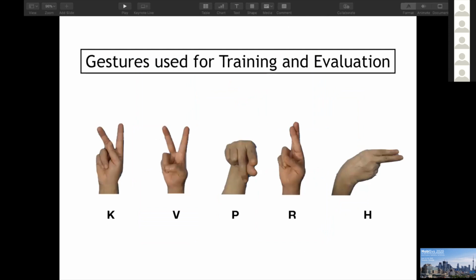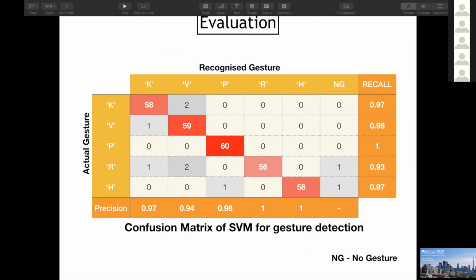For training and evaluation, we took 5 similar looking gestures from American Sign Language. Why am I telling you similar? Because all of these gestures use 2 fingers, a thumb, and an overall orientation of the hand to differentiate from each other. So this is a confusion matrix of SVM for those 5 gestures, as you can see. And NG obviously means no gesture was detected.